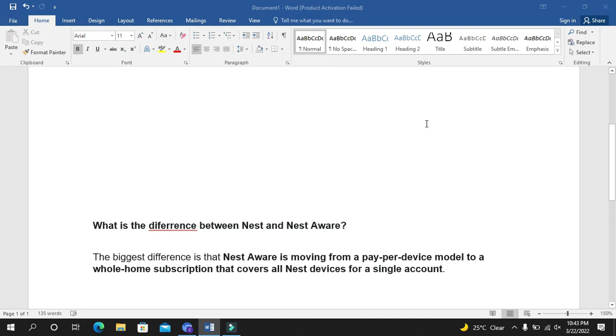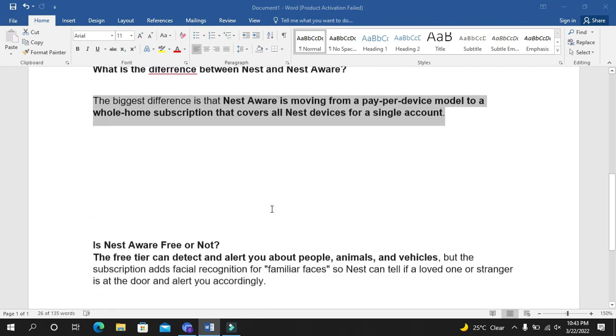What is the difference between Nest and Nestware? Basically, the biggest difference is that Nestware is moving from a pay per device (PPD) model to a whole home subscription model that covers all Nest devices for a single account. That's all about the difference between Nest and Nestware.